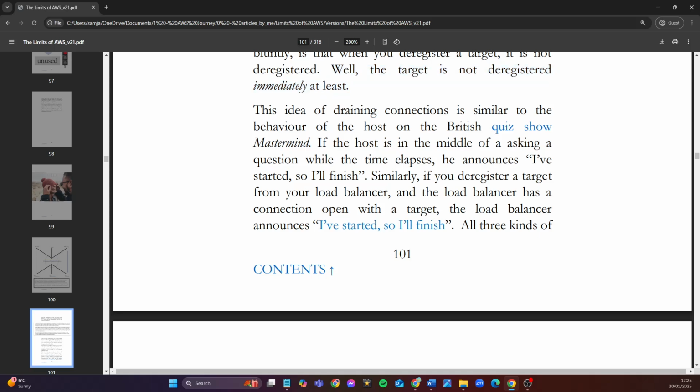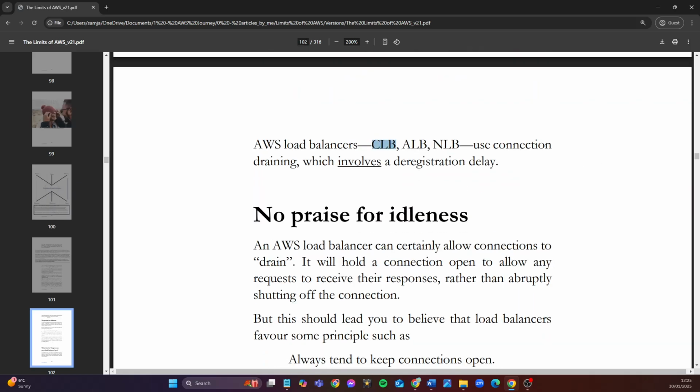This idea of draining connections is similar to the behaviour of the host on the British quiz show Mastermind. If the host is in the middle of asking a question while the time elapses, he announces, "I've started, so I'll finish." The beeper goes off saying you've run out of time, but he's still asking the question, so he says, "I'm going to finish." Similarly, if you deregister a target from your load balancer and the load balancer has a connection open with a target, the load balancer announces, "I've started, so I'll finish." All three kinds of AWS load balancers, the CLB, the ALB, and the NLB, use connection draining, which involves a deregistration delay.